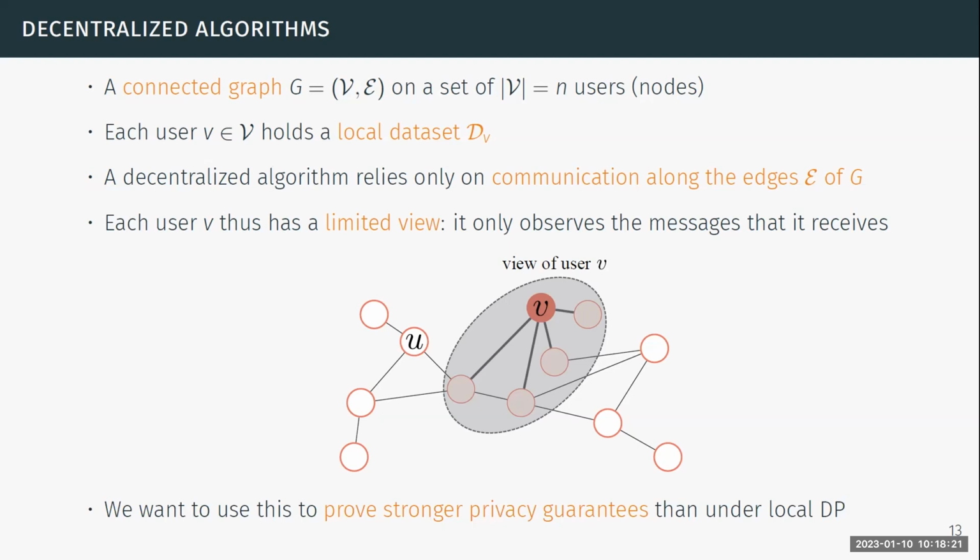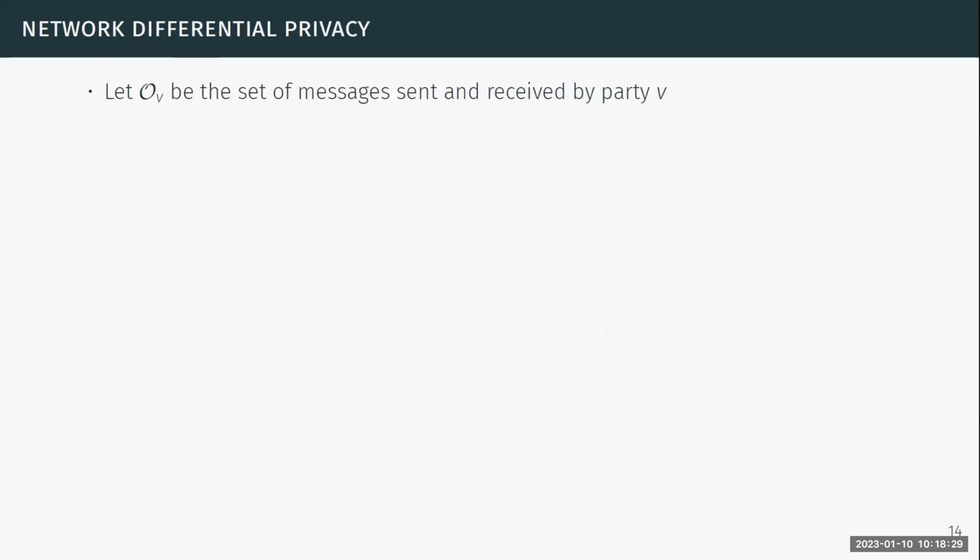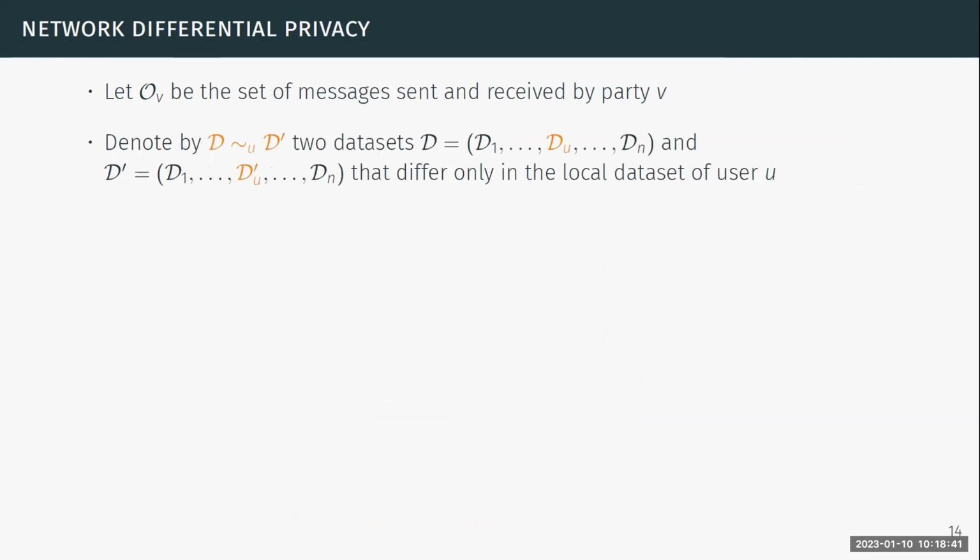And we want to use that to provide better privacy guarantee under local DP, or conversely, better utility for the same privacy guarantee. So let's see how we can define this variant. We call that network differential privacy. We're going to denote by OV the set of messages sent and received by party V. So this is the view of party V.